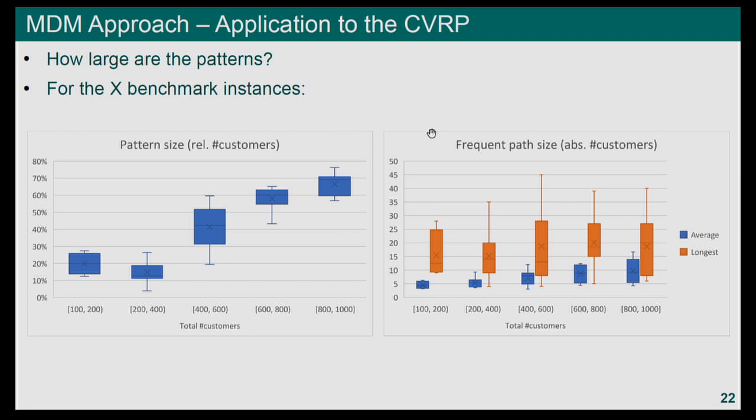And on the right, we have the size of the frequent paths in those patterns. In blue, we have the average size, and in red, we have the longest path size. So the average is between 5 and 10%. And the longest path, we have some pretty long paths with a peak of 45 customers for instances between 400 and 600 customers. So this concludes the presentation of the MDM approach.